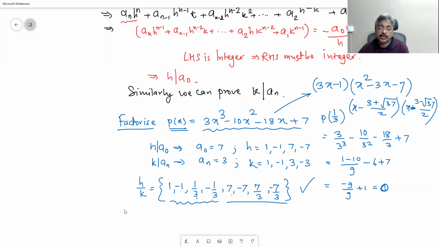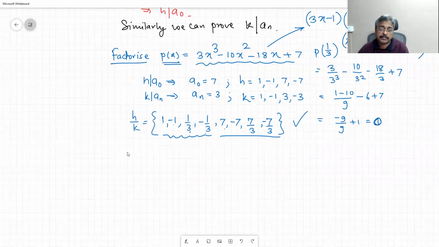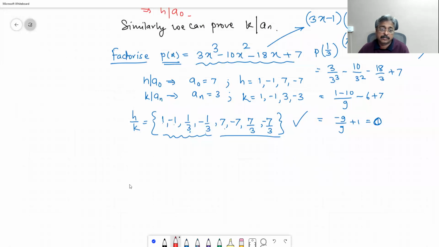Okay, now quickly, each one of you should get a complete factorization of P of x: 2x cube plus 7x square plus 3x minus 5.